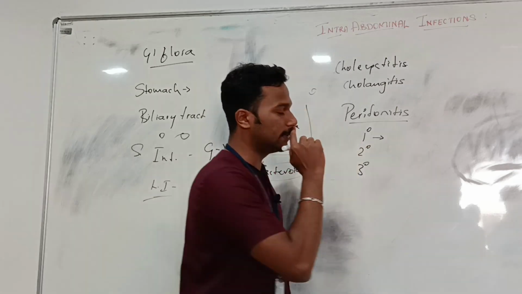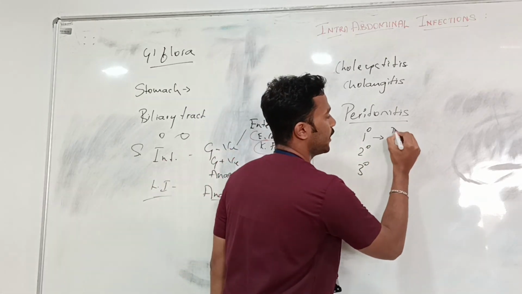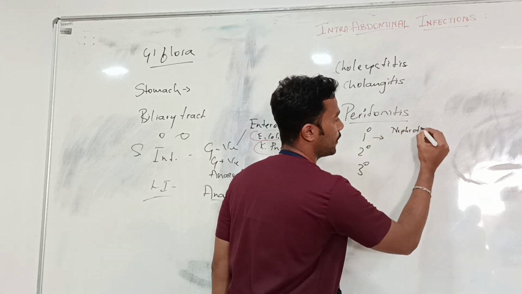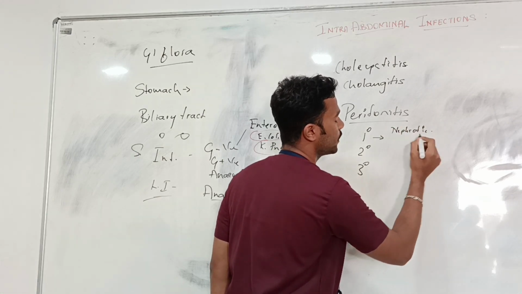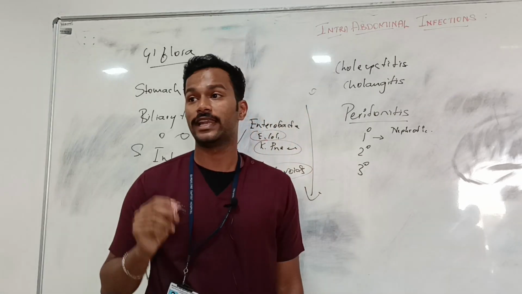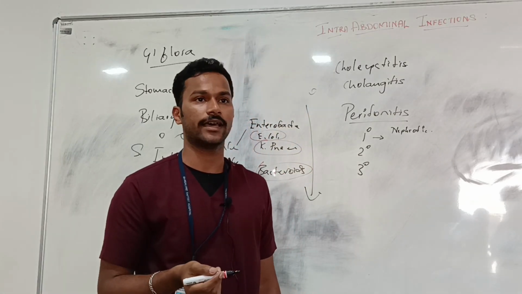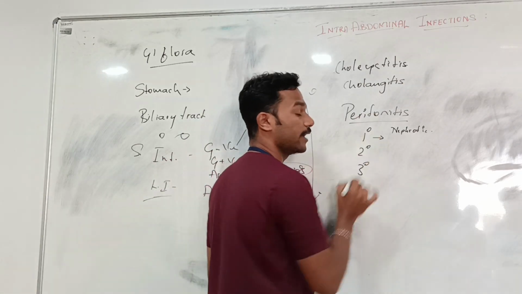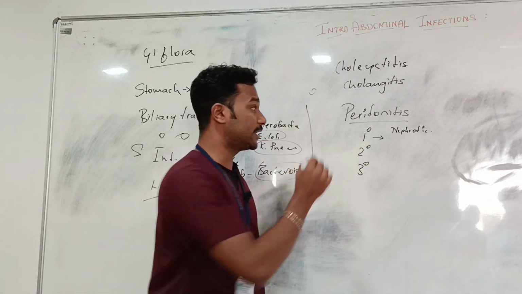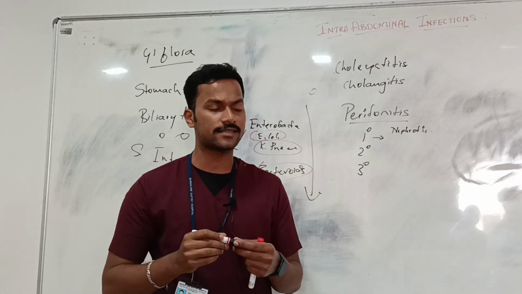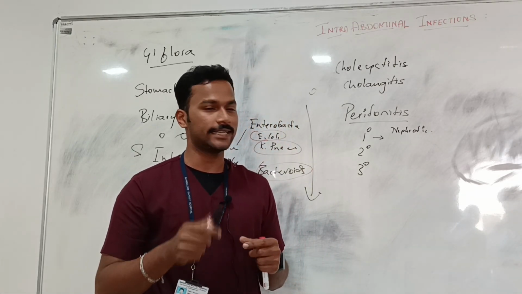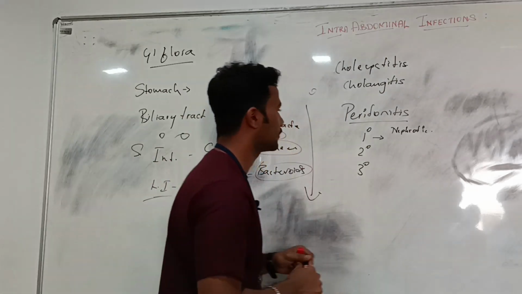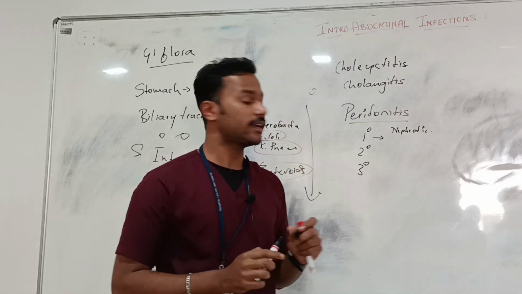In nephrotic syndrome, we can see primary peritonitis, and in case of liver injuries where ascites will be there, in that condition also there is a chance of primary peritonitis. It is also called spontaneous bacterial peritonitis. So that is one thing.